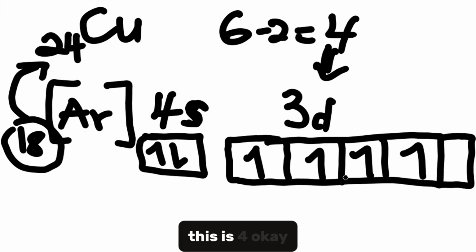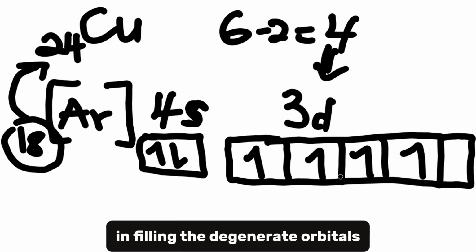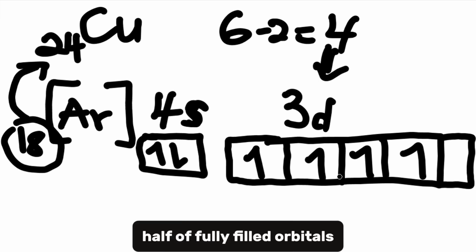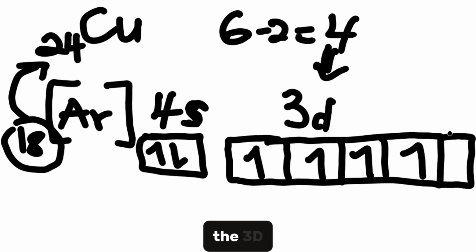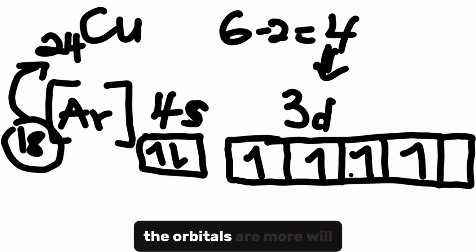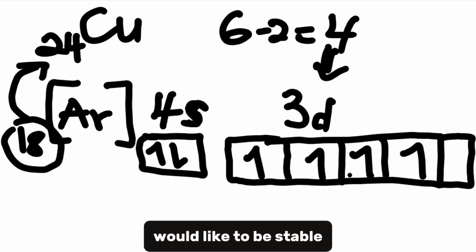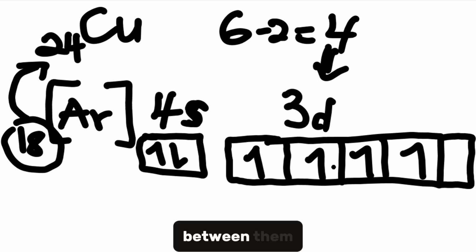And the stability rule was telling us that in filling degenerate orbitals, half or fully filled orbitals are stable. Half or fully filled orbitals are stable. So what is going to happen is that the 3d orbitals will be more inclined to be stable. Everybody would like to be stable. The 4s and the 3d are very close to each other on the shell. In the atom, they are very close.